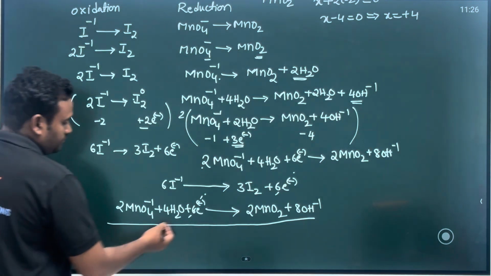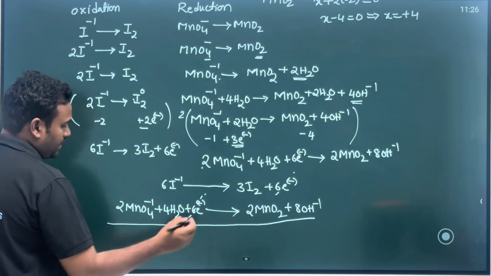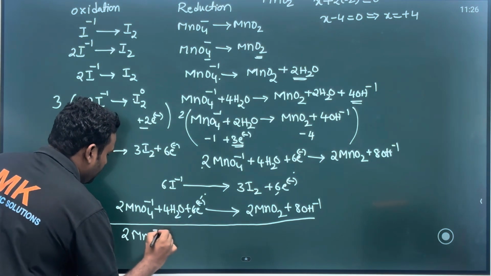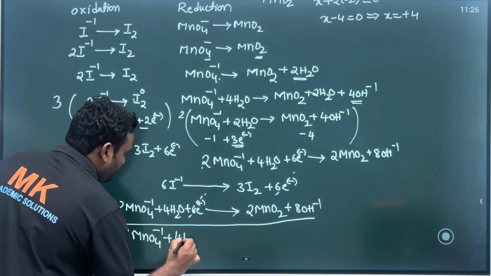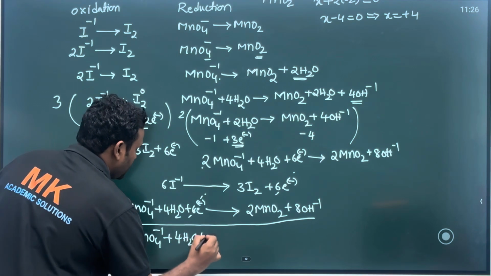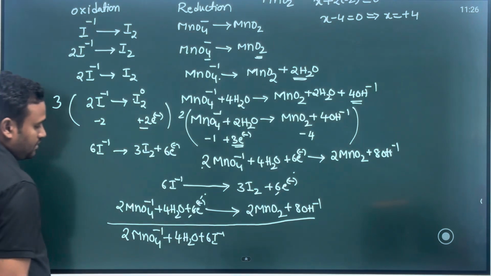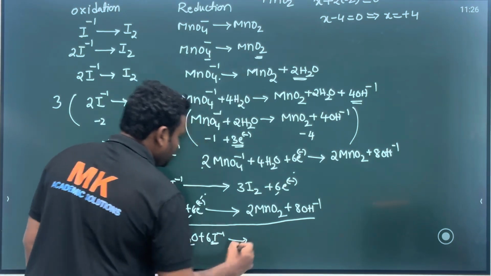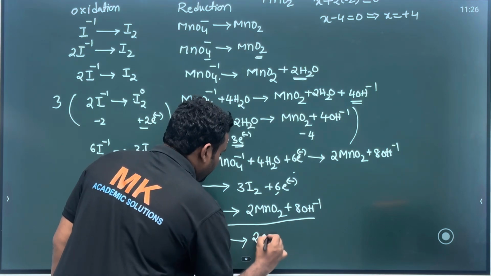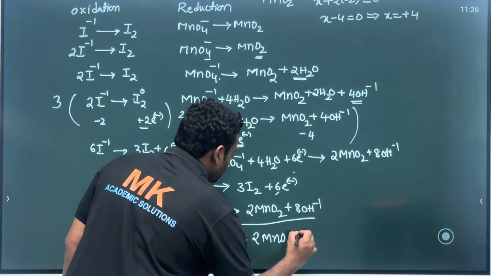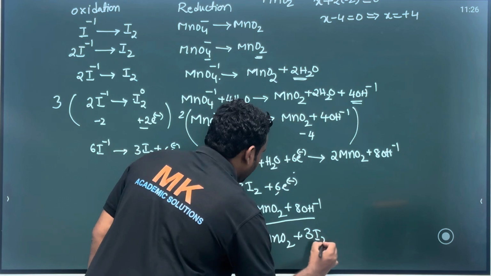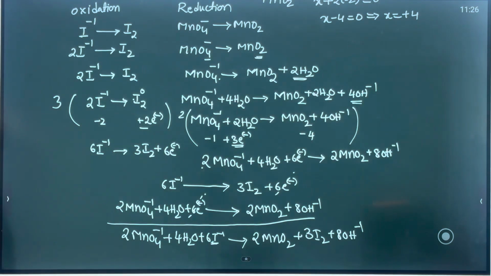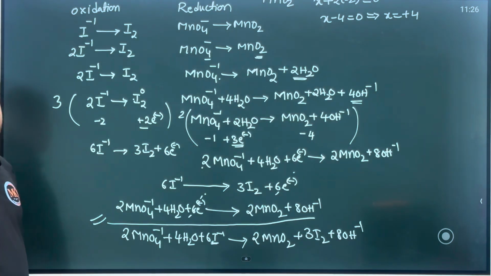Next, add all the remaining things: 2MnO4 minus plus 4H2O plus 6I minus gives rise to 2MnO2 plus 3I2 plus 8OH minus. Okay, so this is the balanced reaction in the basic medium.